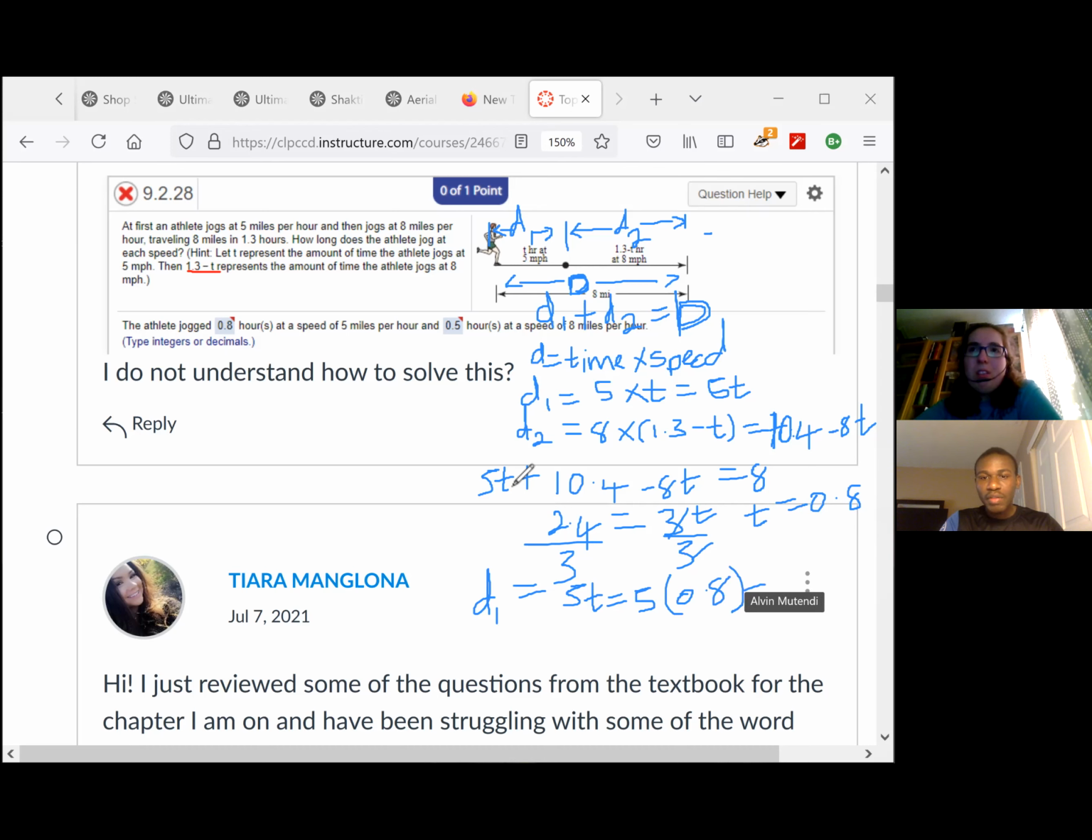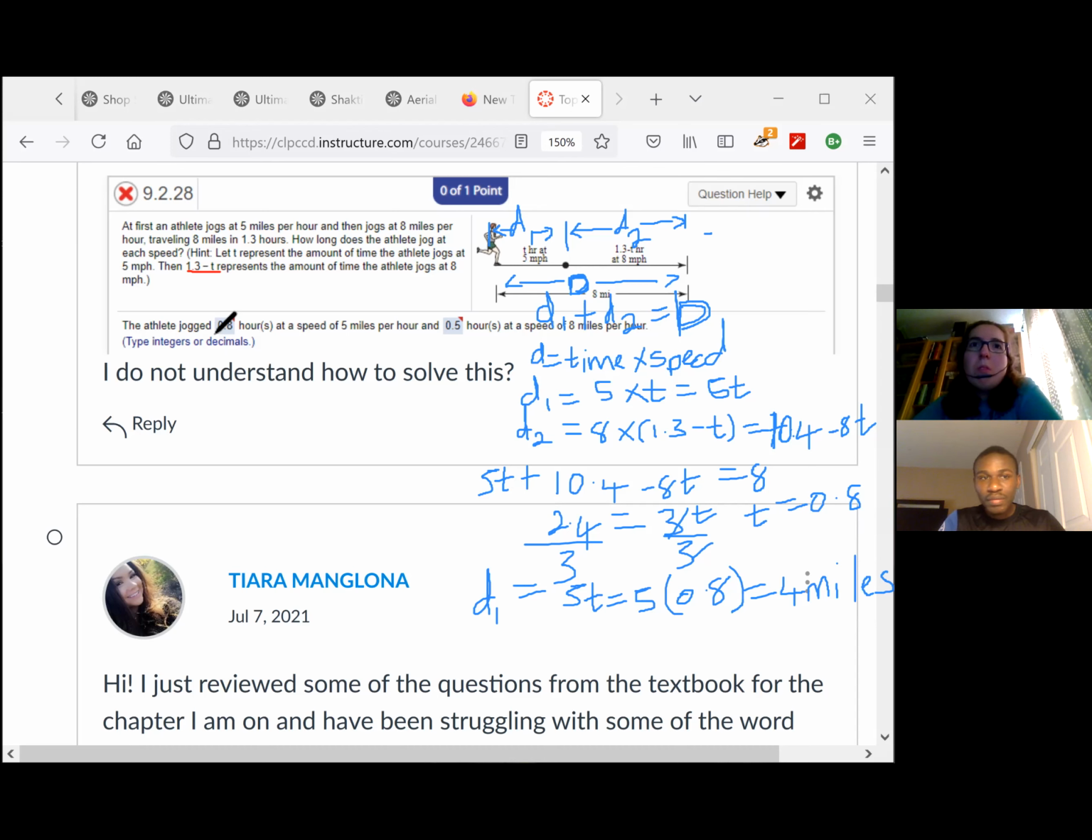Then if we simplify that, what do we get? 4. Yeah, 4, I think. These are in miles, right? Okay. In miles, because remember our units are in terms of mph.